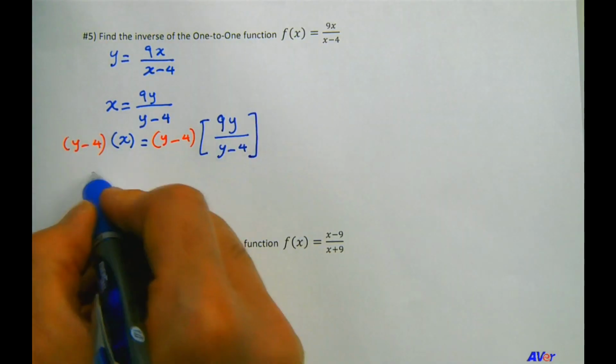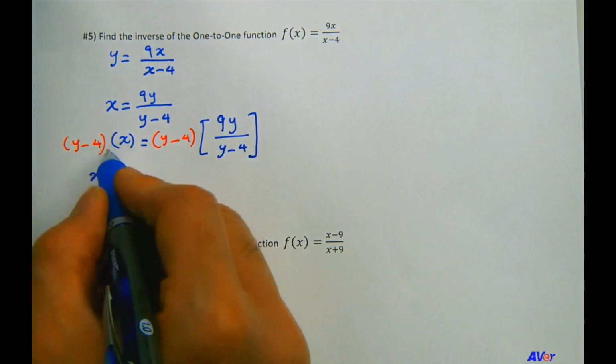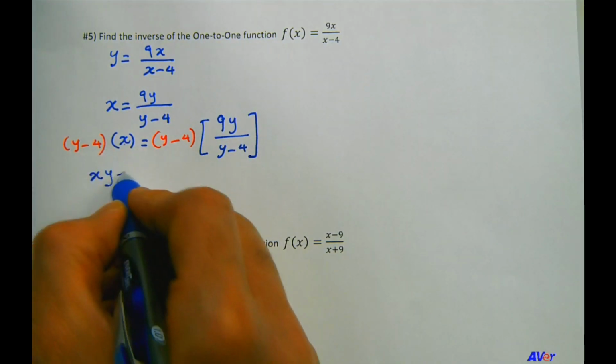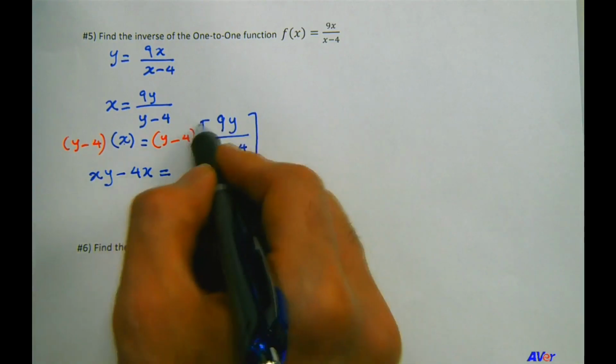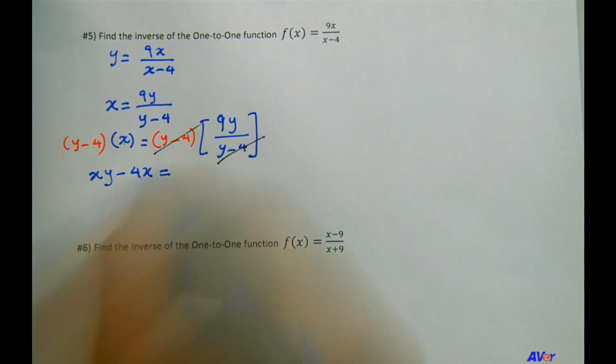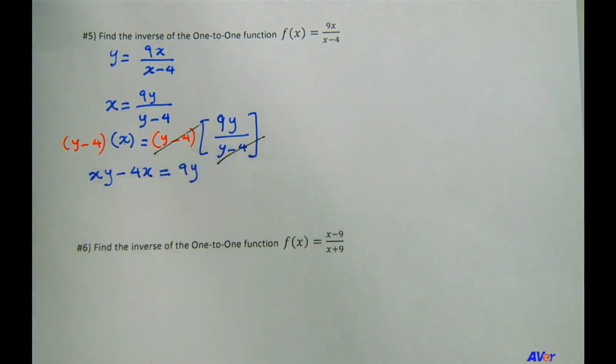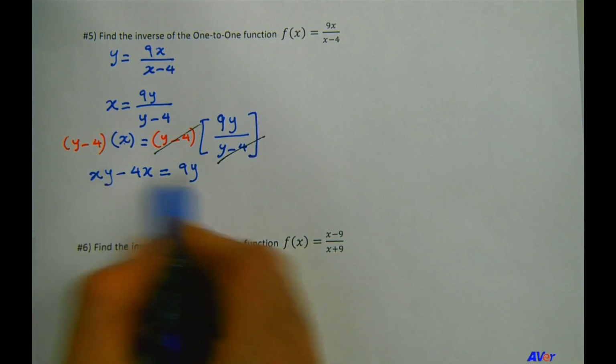On the left, we have xy. We're going to distribute and simplify. Xy minus 4x equals, what about the right side? The right side, this and this cancel each other. We end up with 9y. Which variable are we solving for? Y, right? Not x. So, how many spots does the variable y appear in this equation? How many spots? 1? No. 2, right? It appears here and it appears here.